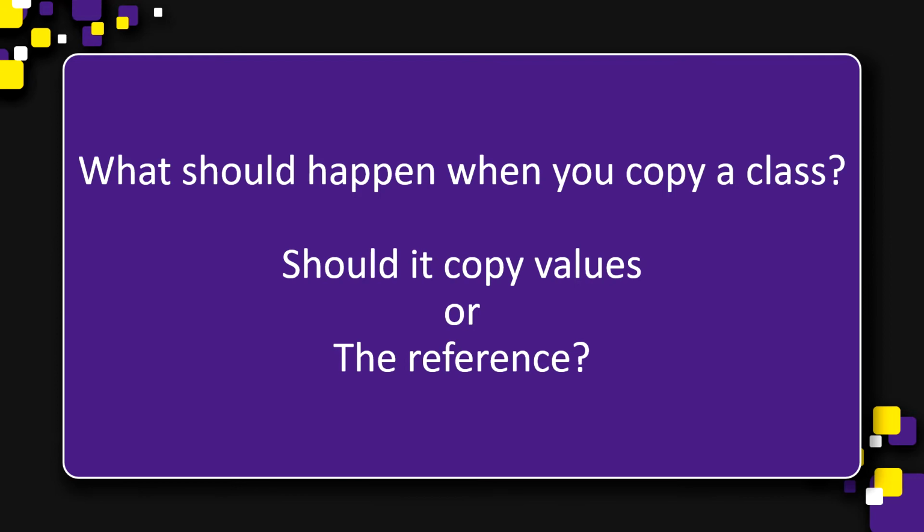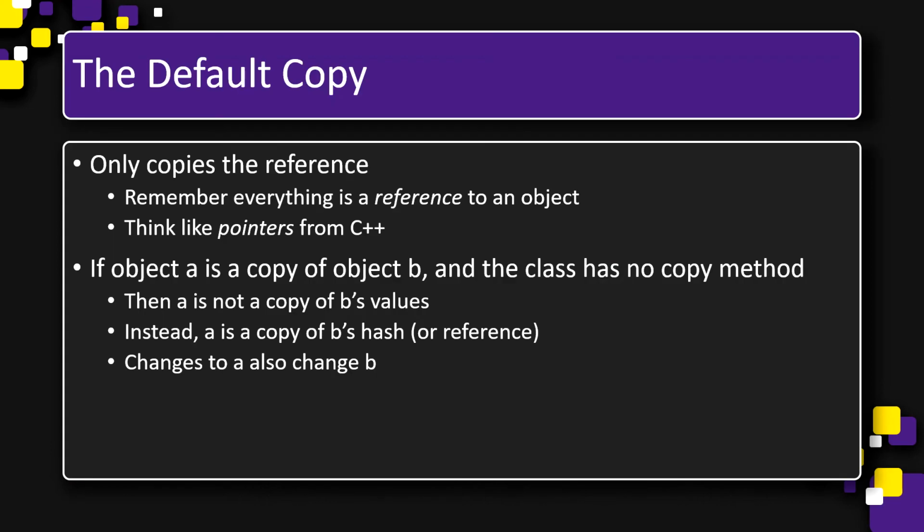When you copy an object and that object reference, should it copy the values of that object or should it copy the reference? What is it that we are actually interested in copying? Do we want to have two pointers to the same object, or do we want to have two objects with the same values? So in the default copy, the only thing that happens is we copy the reference.